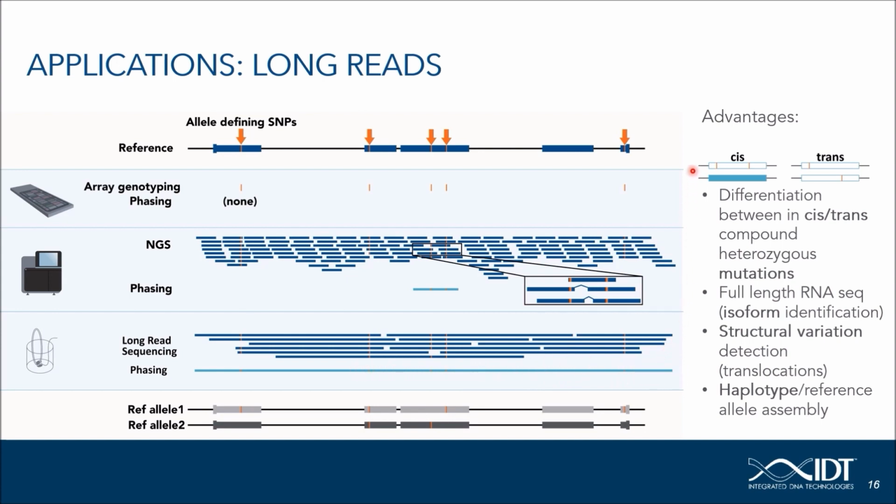Moreover, the advantages of phasing back the reference alleles also comprise the differentiation between in cis or in trans compound heterozygous mutations, as well as full-length RNA sequencing and isoform identification, and the detection of structural variation, which is done more easily with such long reads, as well as haplotype reference allele assembly.